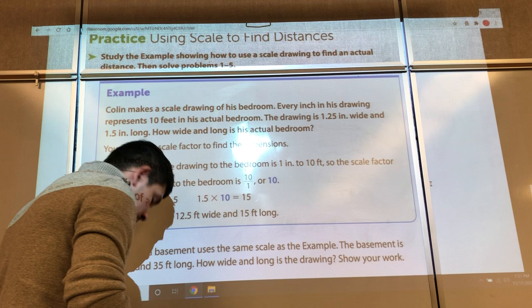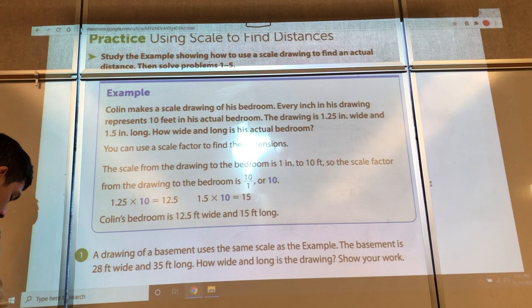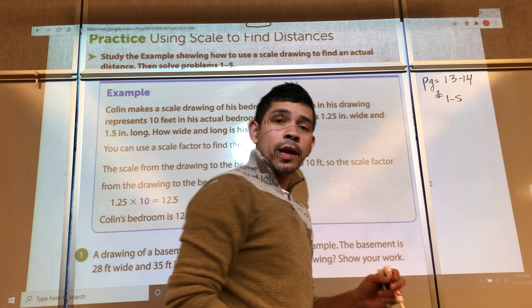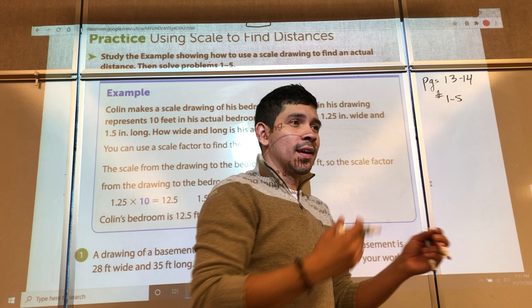As promised, I am creating a video for the pages that I signed today, pages 13 to 14, numbers 1 through 5. I'm actually shooting it from my iPhone, so we'll see how this works. I'm going to have to go back and forth to scroll down and scroll up, but we're going to try our best, okay?